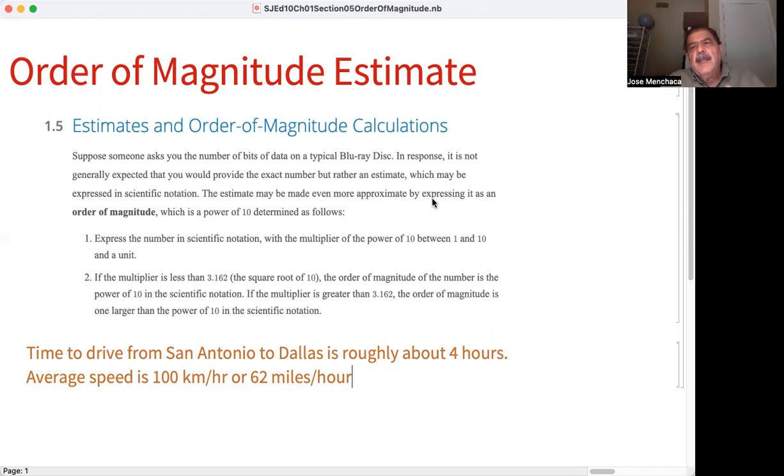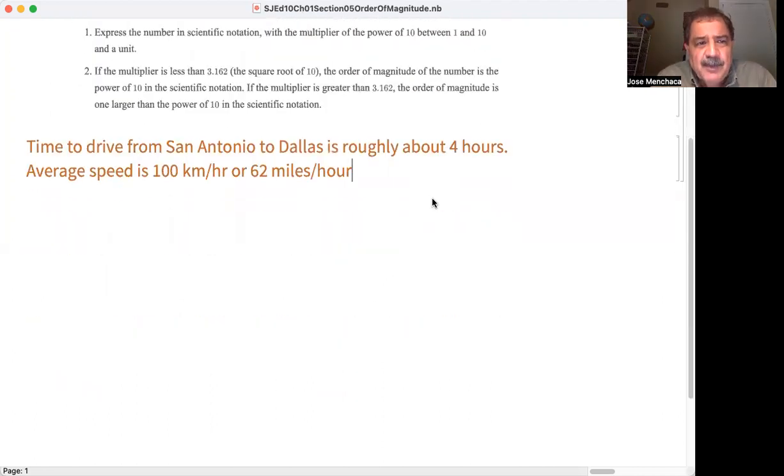Number one, express the number in scientific notation with the multiplier of the power of 10 between 1 and 10 and a unit. Number two, if the multiplier is less than 3.162, the square root of 10, the order of magnitude of the number is the power of 10 in the scientific notation. If the multiplier is greater than 3.162, the order of magnitude is one larger than the power of 10 in the scientific notation. Let me give you an example.